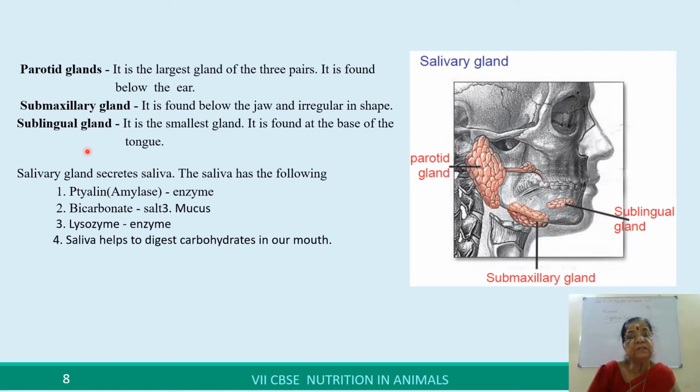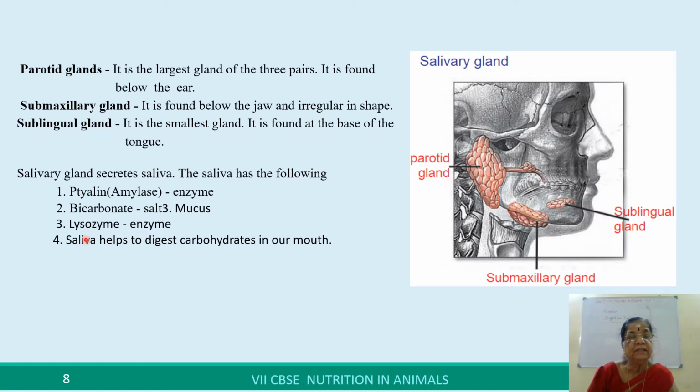What is the function? It secretes saliva. And the contents of the saliva are ptyalin, an amylase enzyme acting upon starch. So food which contains carbohydrate will start digesting in the mouth itself. It also secretes bicarbonate, salts and mucus.